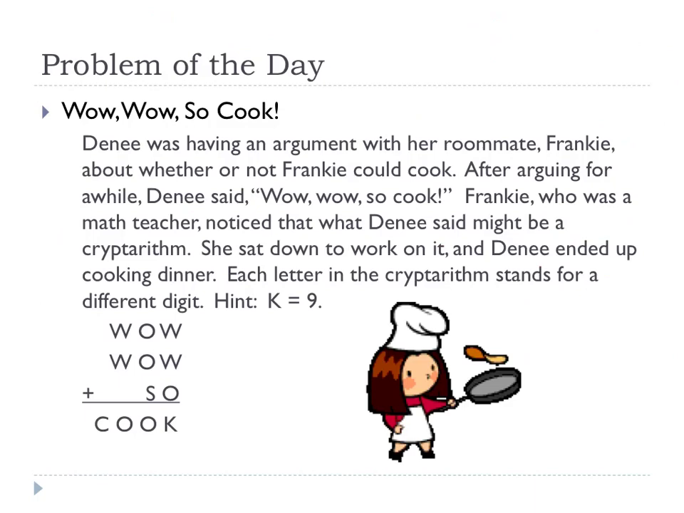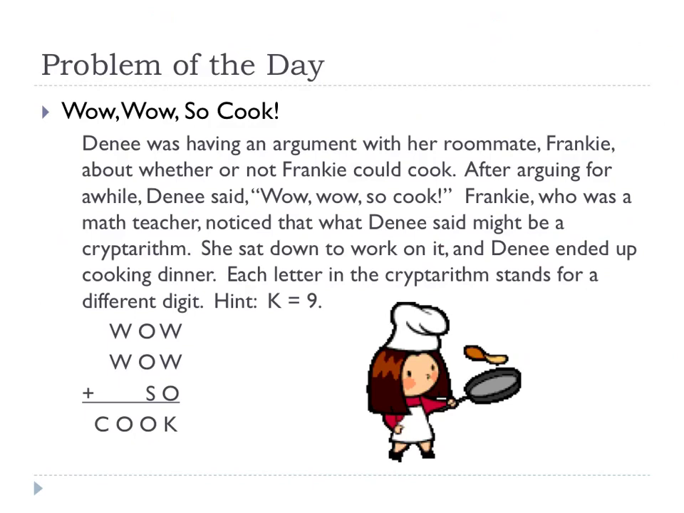Danae was having an argument with her roommate Frankie about whether or not Frankie could cook. After arguing for a while, Danae said, "Wow, wow, so cook." Frankie, who was a math teacher, noticed that what Danae said might be a cryptarithmetic problem. She sat down to work on it, and Danae ended up cooking dinner. Each letter in the cryptarithmetic problem stands for a different digit.